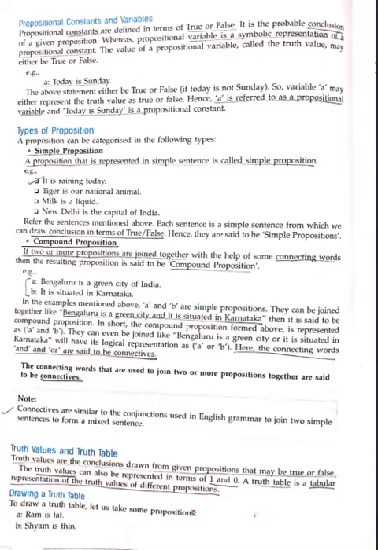For example, we are having two variables. A is Bengaluru is a green city of India. B is it is situated in Karnataka. We are having these two propositions. Now these two propositions we can join with and: Bengaluru is a green city of India and it is situated in Karnataka, or we can join it with or: Bengaluru is a green city of India or it is situated in Karnataka.